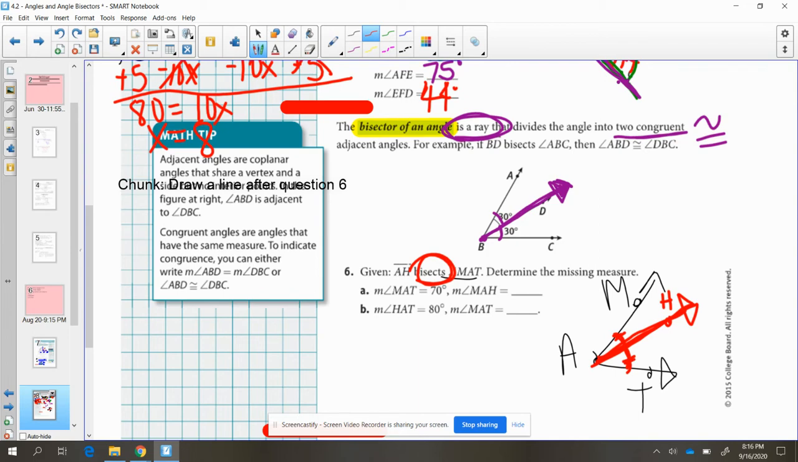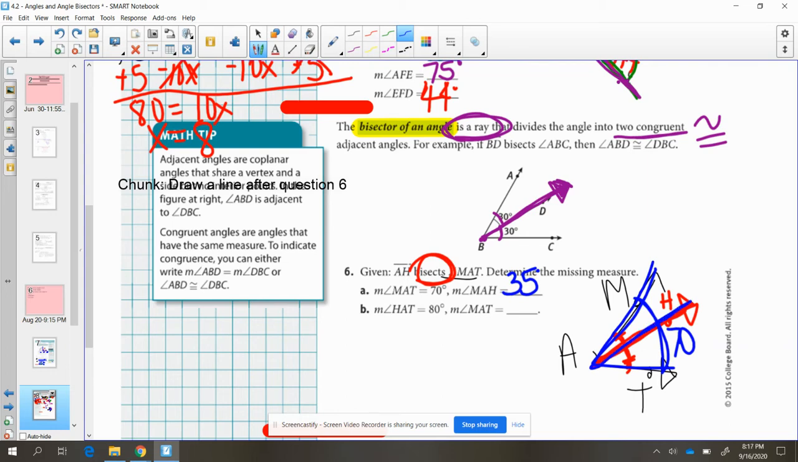Which means if our entire angle MAT is 70 degrees, that means each of these, if we divide this in half, each of them would have to be 35 degrees, including MAH, this little guy here.